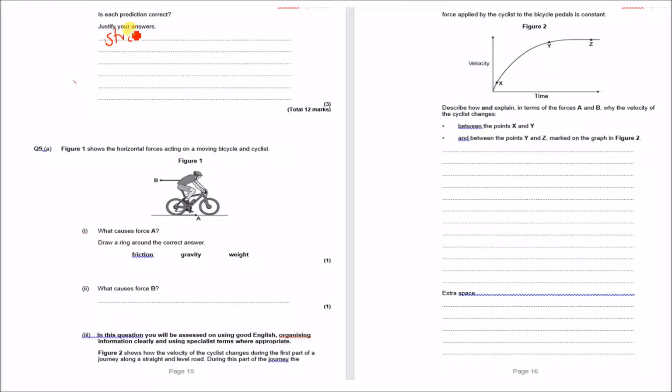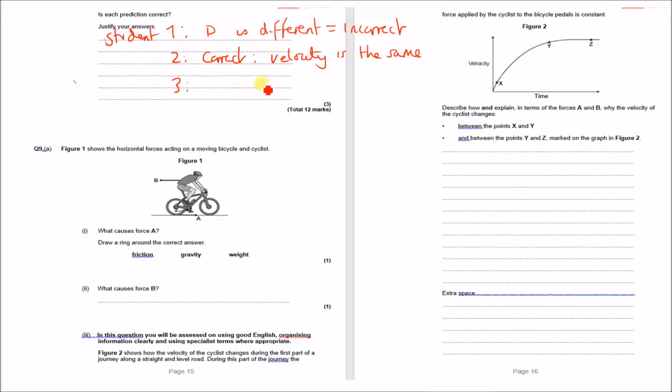Student 1, are they correct? Well, no, because D is different. So D is different, so they are incorrect. Student 2, they are correct. Why are they correct? Because the velocity is the same. And number 3, they are also incorrect because the time is different, so they are incorrect.